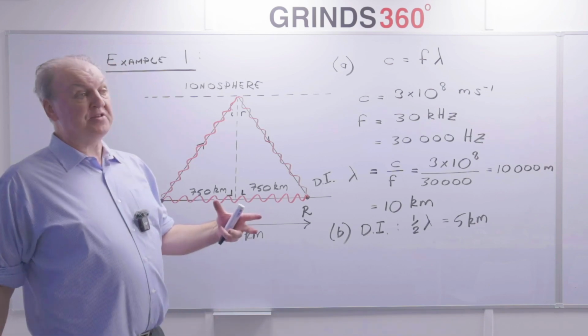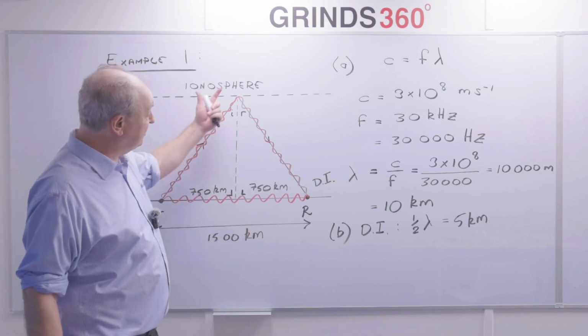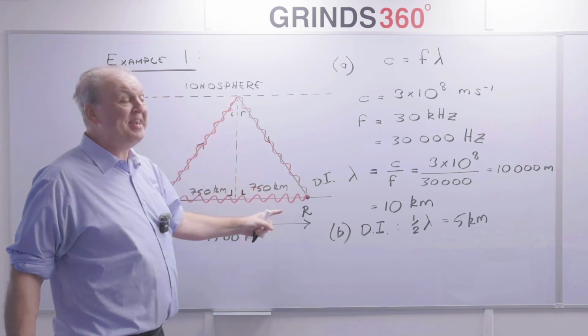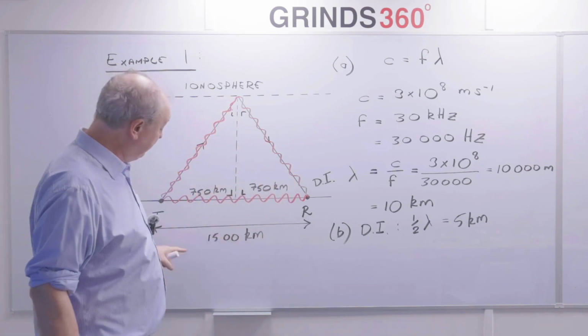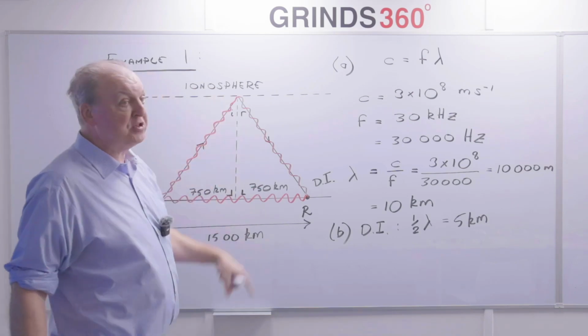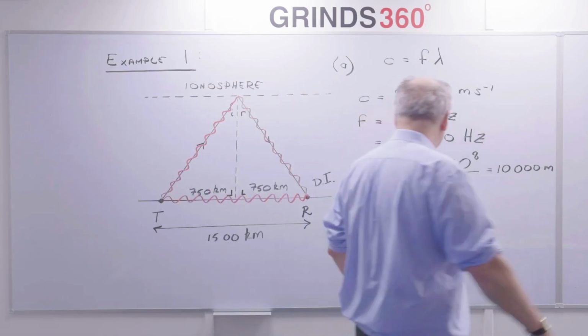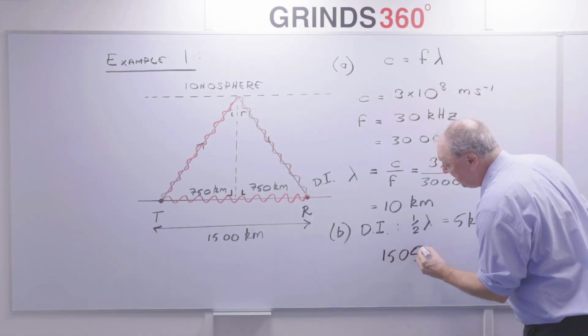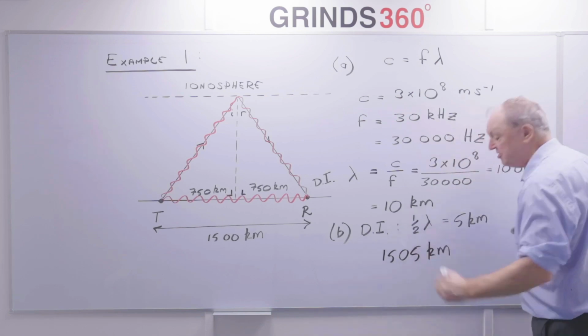What's the overall answer then? The question is, how far did that one travel altogether? Well, this one traveled an extra 5 kilometers. This one traveled 1,500 kilometers. That means the one that bounced off the mirror in the sky traveled a distance of 1,505 kilometers. That is your answer.